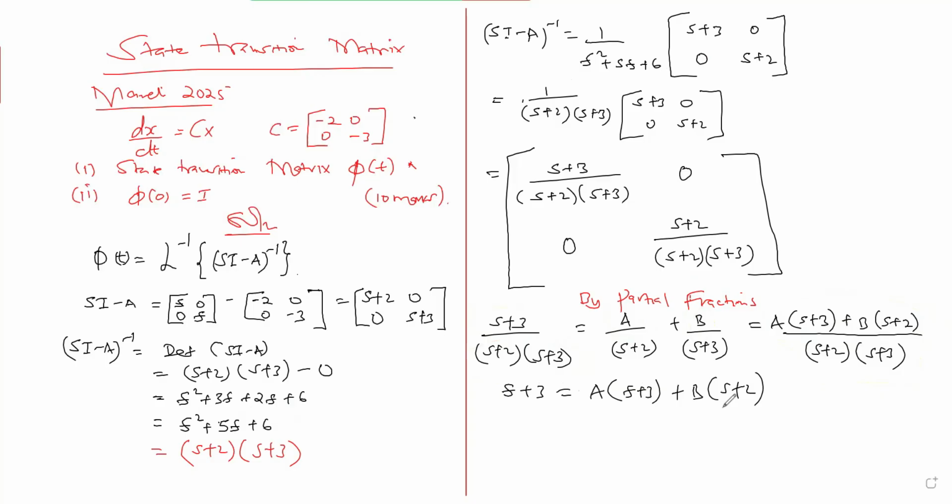Now, what is the next step? So we have this, and we have to solve for a and b. Now, how do we solve a and b? We solve a and b by letting one of the values be 0.